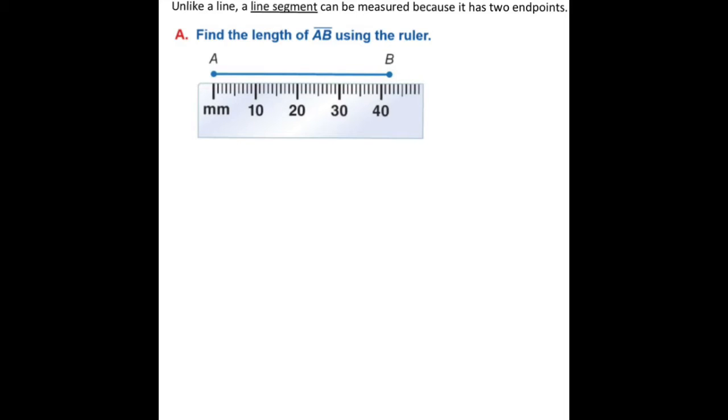All right, so this is lesson 1.2. We're going to talk about line segments. We're going to talk about measuring line segments, and we're going to talk about between.